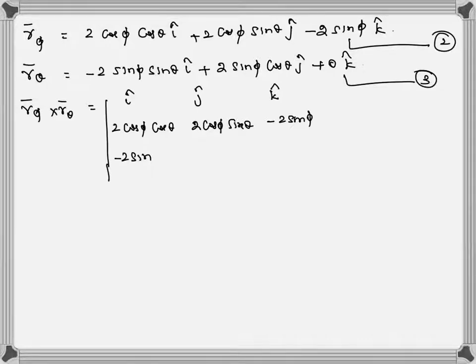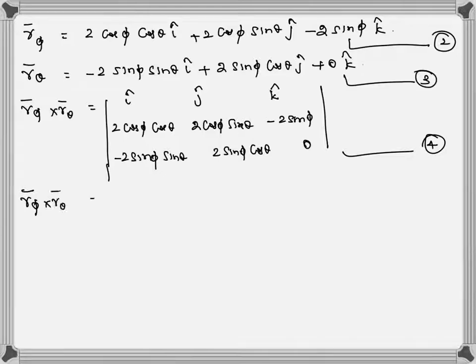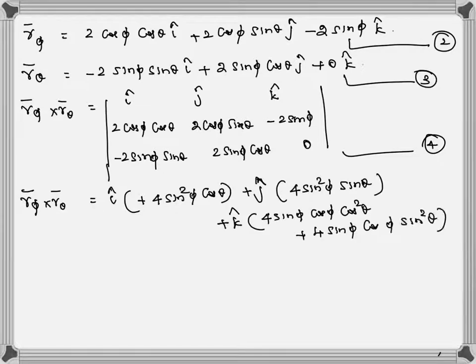The third row is negative 2 sine phi sine theta, 2 sine phi cosine theta, 0. We'll call it step number 4. So R phi cross R theta, using the first row, i j k, expanding the determinant, this is what we get.